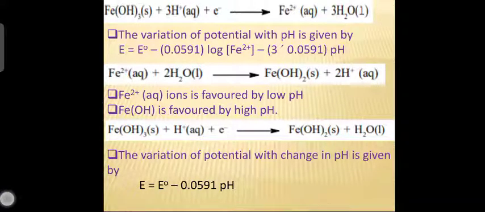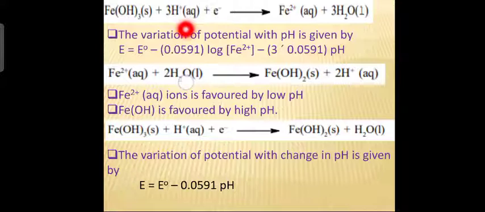Okay, this is the reaction: ferric hydroxide reacts with 3H+ and an electron, giving Fe2+ and 3H2O. Now, since H+ ions are involved in this reaction, you can see here, the potential change depends upon pH. So, reduction potential depends upon pH.